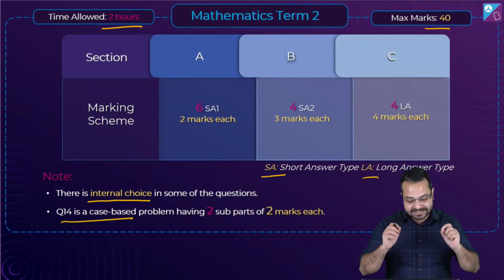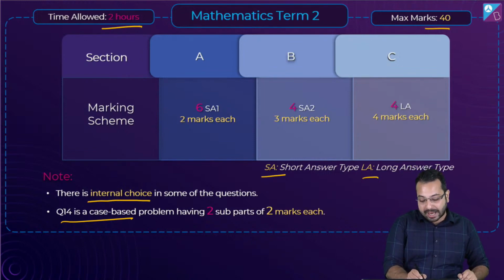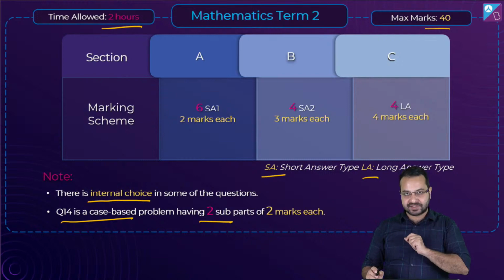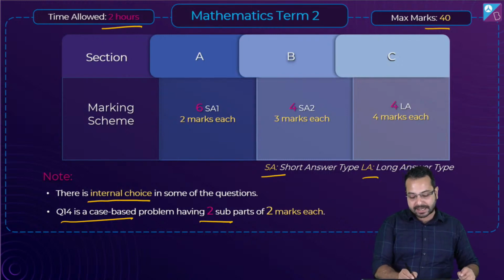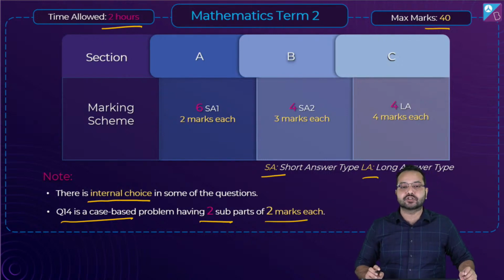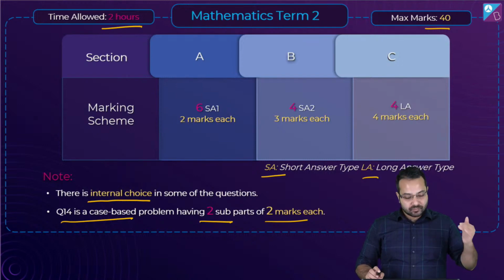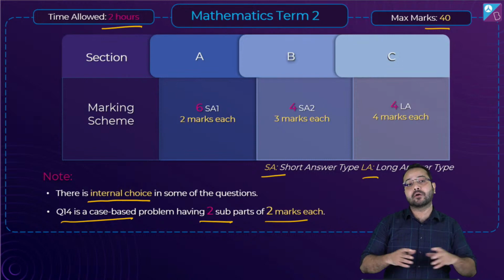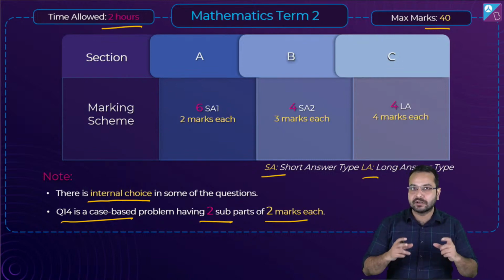It is going to be case-based. Okay, so as per the sample paper we have seen, there are going to be 2 subparts and they are going to carry 2 marks each. Is that correct? So this is what we have to think about or what we have to know about Term 1 and Term 2 pattern for mathematics.